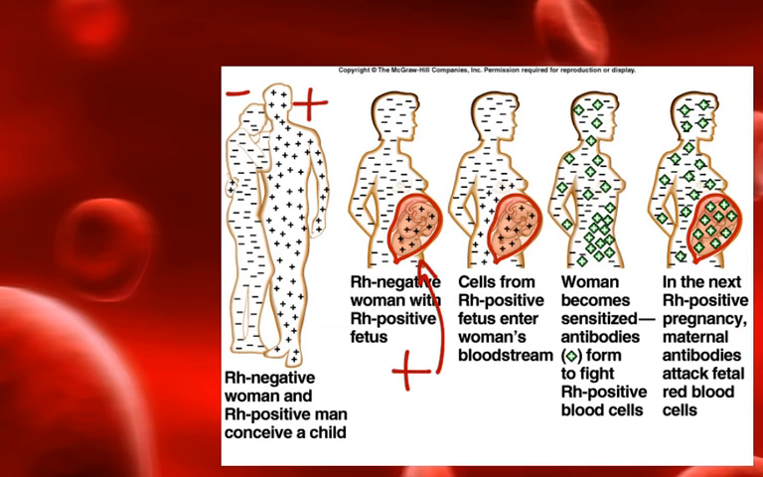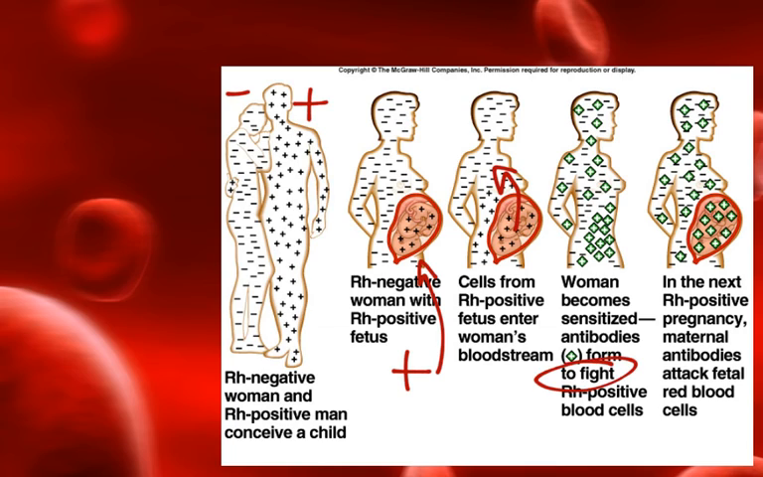So she is negative and the baby is positive. And essentially what happens there is there are cells from the baby that enter the mother's body. So the mother is negative, but yet she gets these cells in her body that are positive, and what that causes is her to produce antibodies against, in other words, antibodies to fight the positive blood cells.